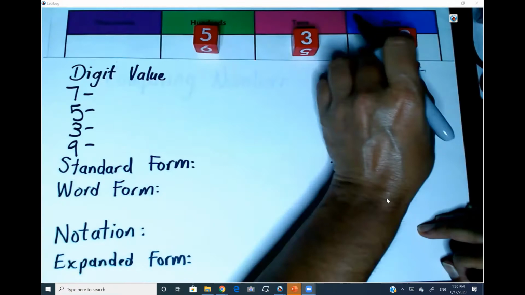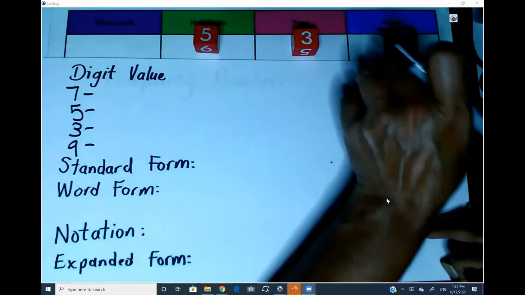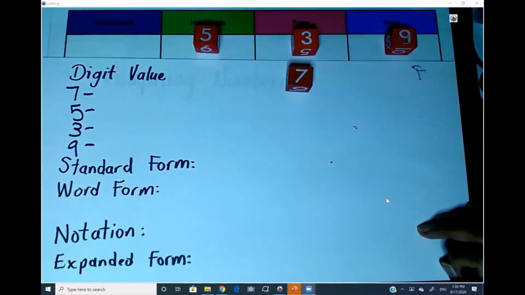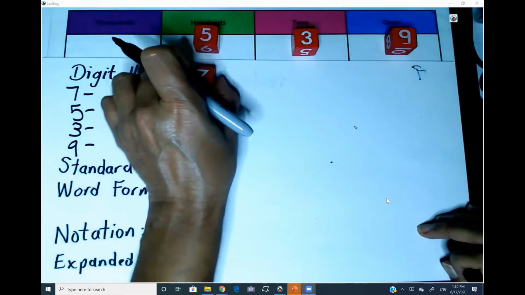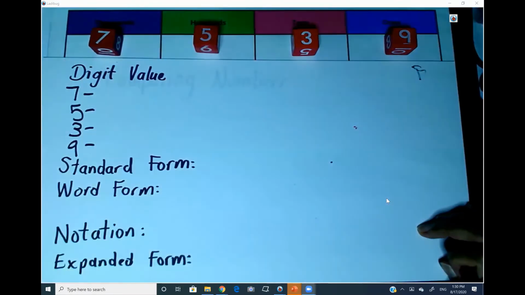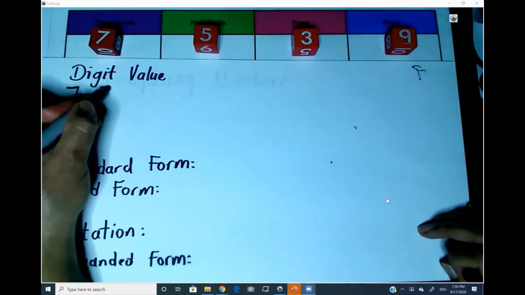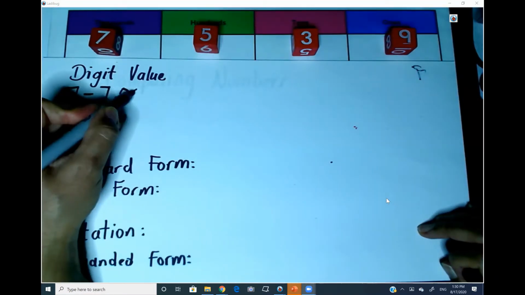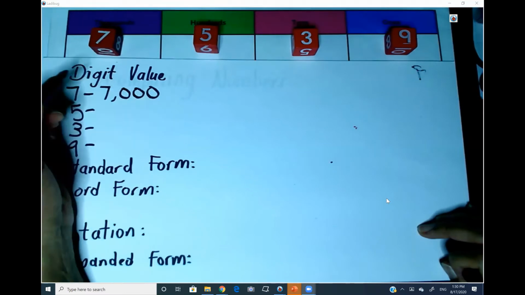For example, if I put it in the ones, it's going to be 7. If I put it in the tens, it's going to be 70. If I put it in the hundreds, it's going to be 700. But if I put it in the thousands, it's going to be 7,000. So the 7 has the value of 7,000. Sometimes you're going to listen to that as the value, the 7 stands for 7,000.